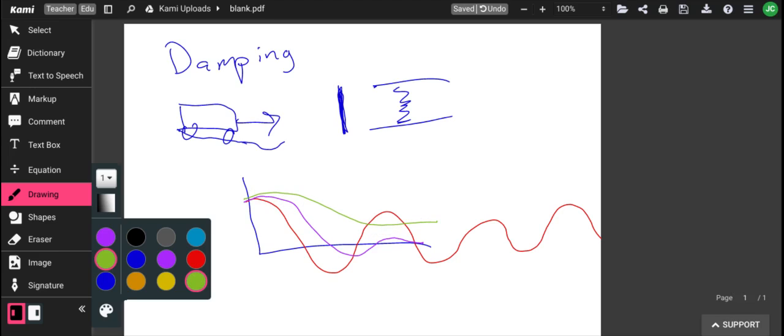So the red path is what we call an underdamped system. Underdamped. An underdamped system oscillates on for a very long time, and there is no dissipation of the energy, or very little. There's no such thing as no dissipation of energy, but there is very little. And so it vibrates for a very, very long time.